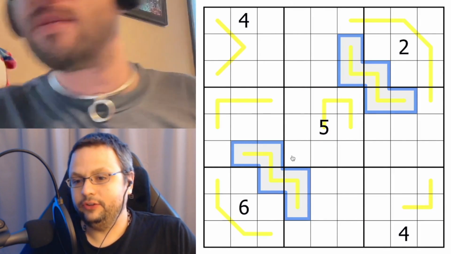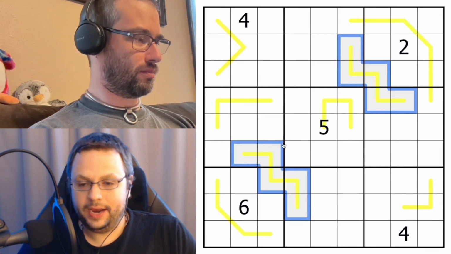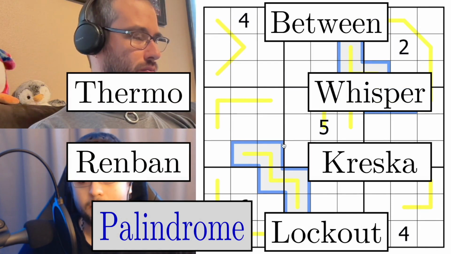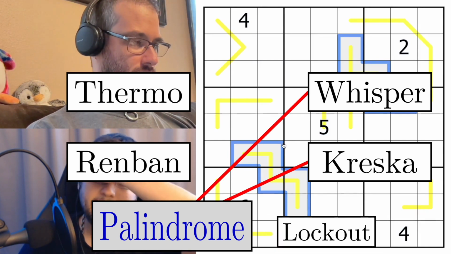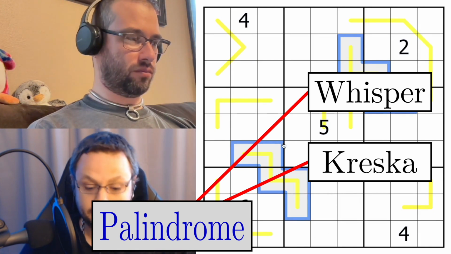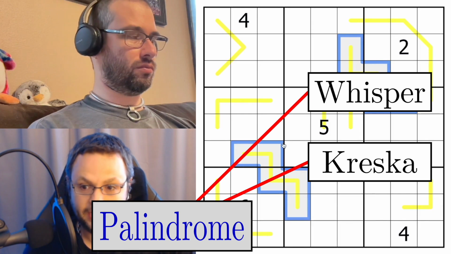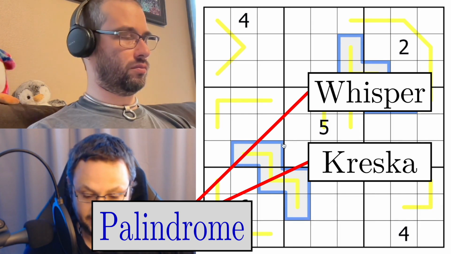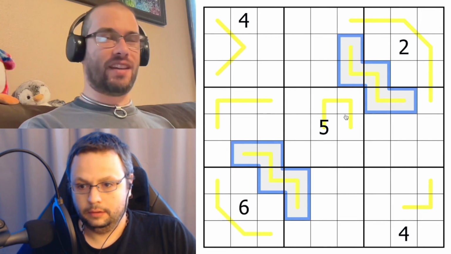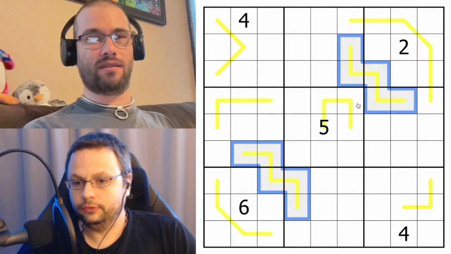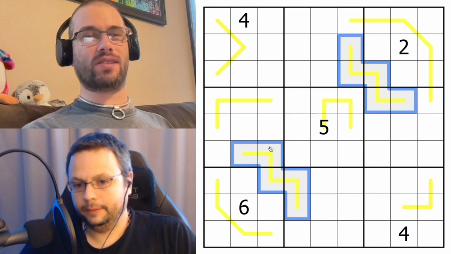So one question that I think we should ask, and we're going to be asking this a lot of different times in a lot of different ways, but which other constraint can a palindrome be? Because a palindrome definitely can't be an arrow. It can't be a between line. It could be a whisper line. It could be a Kreska line. It can't be a lockout line. Can't be a Renban, and can't be a thermometer. So actually, the palindrome can only go with 2 different things. It can only be a whisper line or a Kreska line, I think. Now, the question is, can these 2 things be exactly the same? Can they satisfy exactly the same constraints? I don't think the rules supersede it. The rules don't say they can't, but I wonder if there's anything that means they can't.